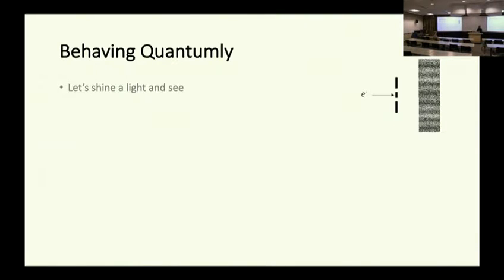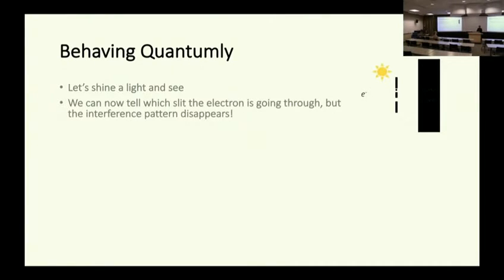Well, we can do something. We can try to see what's going on. We can shine a light, figuratively speaking. When you do that, you can actually see the electron. You can tell which slit it's going through. But the curious thing that happens is the interference goes away. So if you try to actually observe the electron, then your interference is gone. So this shows the electron is definitely not acting like a ball.